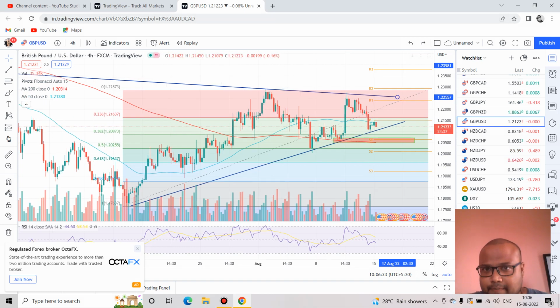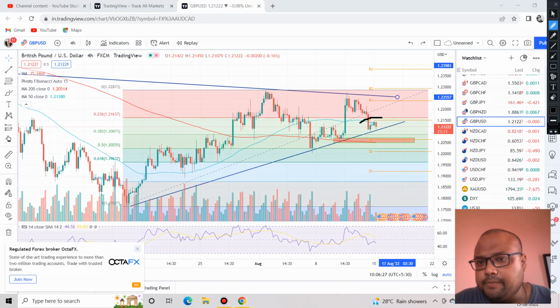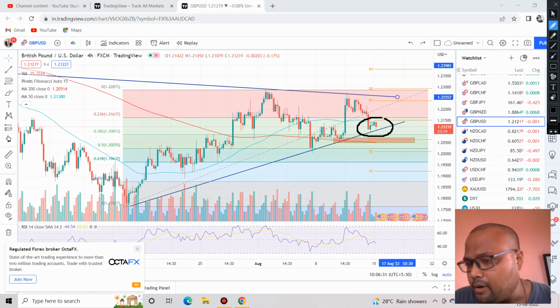And here is our GBPUSD. For today and tomorrow, I think there is a possibility of the market bouncing from here, but the only problem is that apart from the trend line, we do not have any other factor that gives us confirmation that we should go for a buy position. And to be honest, trend lines are very weak in comparison to static support or resistance. So if you're considering a buy position here, then you must be careful.